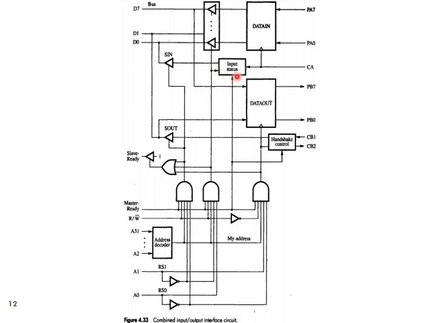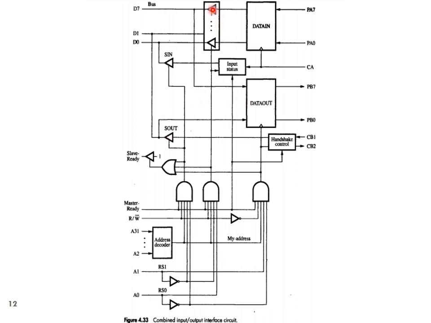Then here I have the input status bit value, which is being set, that is the SIN value can be set, and it is set using the valid signal coming from the keyboard. It is indicated or denoted as CA over here. And similarly the handshake control circuit, which is used to deal with the idle signal and valid signal of the printer, which is indicated as CB1 and CB2. Here we have the S out value and S in value, which is activated using the 2 3-state drivers.